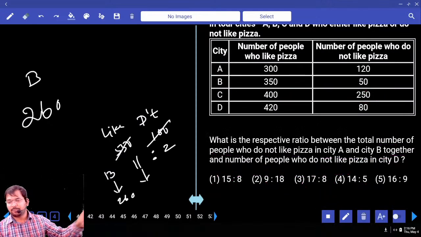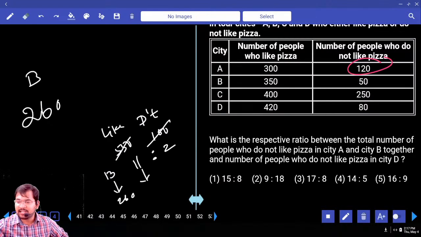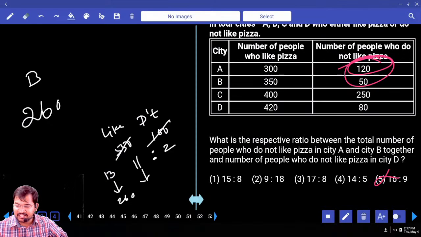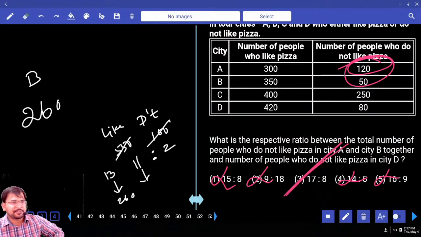What is the respective ratio between the total number of people who do not like pizza in city A? How much, Nana? 120. City B together, na? City B is nothing but 170. And the first one should be 17 multiple, na? Only one option. No need to calculate the second variety. Are you clear, Nana? That one, 17, is a prime number.